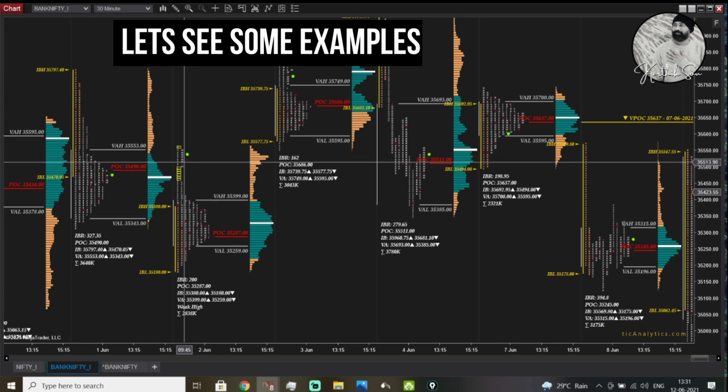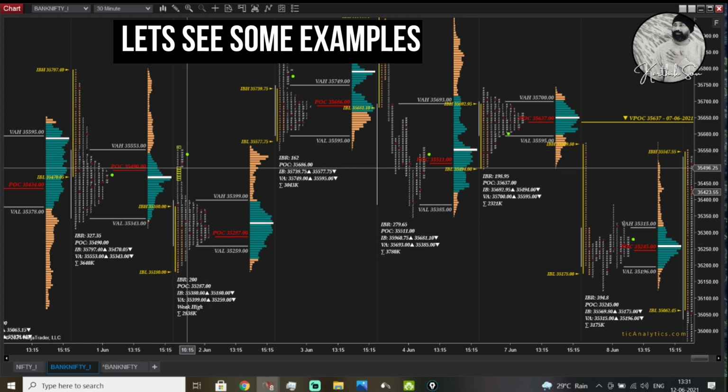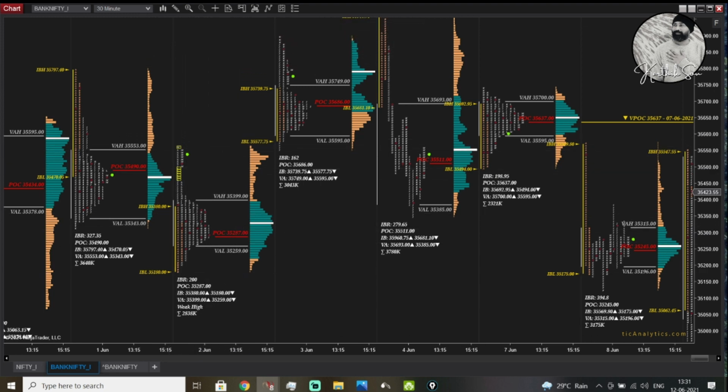Yes, this is a double distribution day because the distribution happens above the single print. So this is a double distribution day. You can see this one like this. Distribution happened at that top, last minute distribution, like the last 1 hour distribution happened at that top with a single print move. This one is again a normal variation day down. As of now, we have seen normal variation day, normal day, and double distribution.